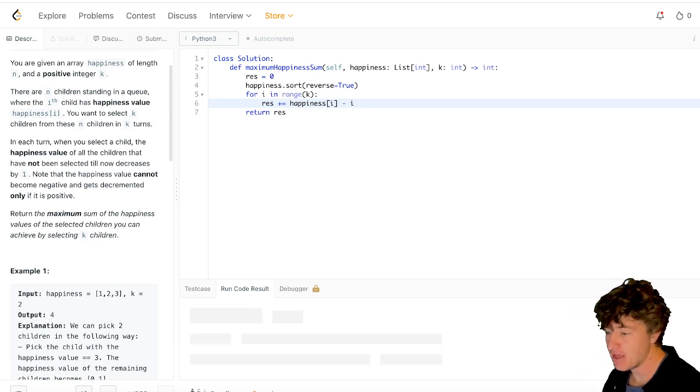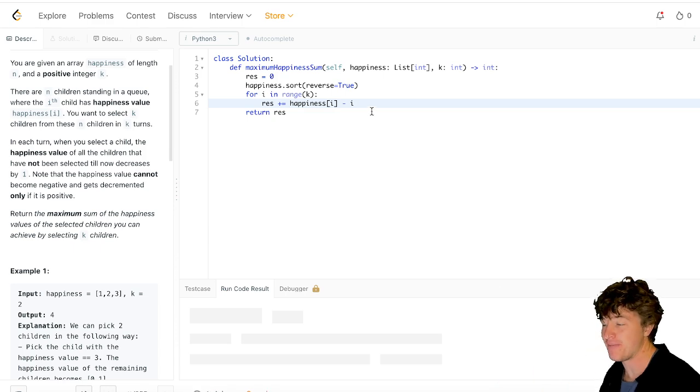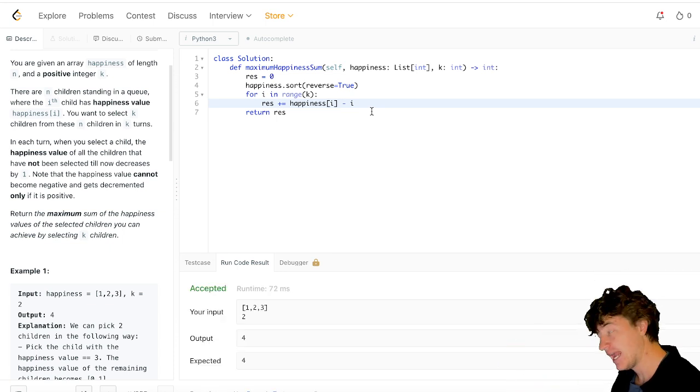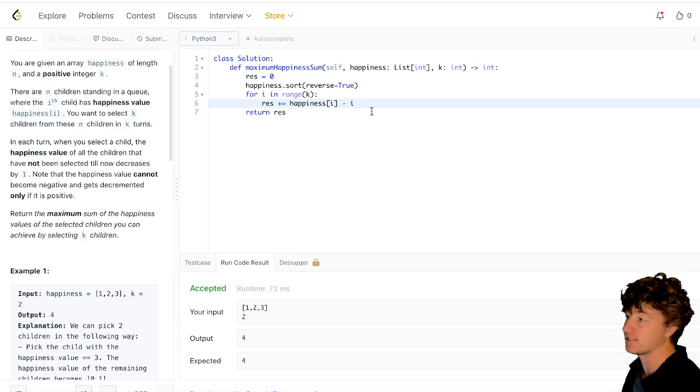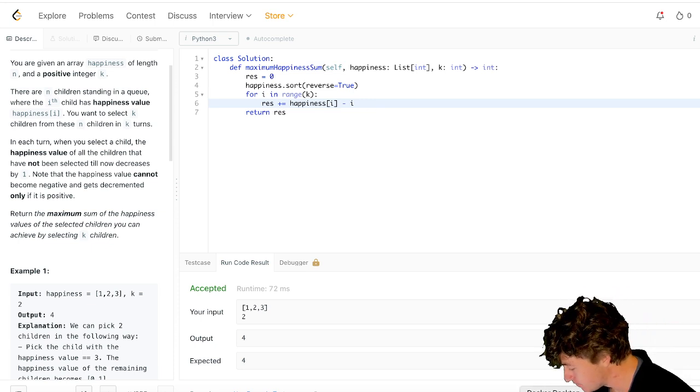So basically, I choose that person, and i represents the index that I'm at. If I'm at index 1, I'm choosing the second happiest person, and the second happiest person will have to get 1 subtracted because I've already chosen somebody, and that corresponds to the index that I'm at.